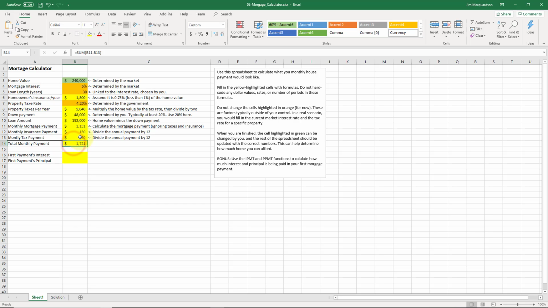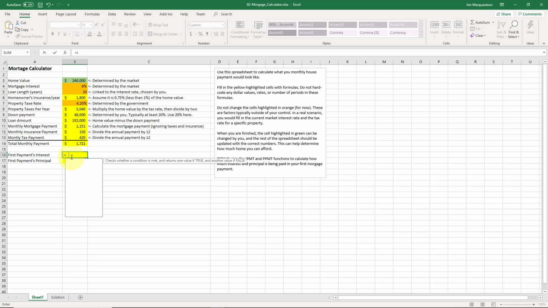When thinking about how much a home is going to cost you, you have to figure out how much you're going to pay in taxes and how much you're going to be paying in insurance, because that can dramatically increase your total monthly payment. Okay, so as a bonus, there are a couple of extra financial functions that are going to tell you how much interest you're paying off every month versus principal. So the IPMT and PPMT functions are helpful here. So let's take a look.